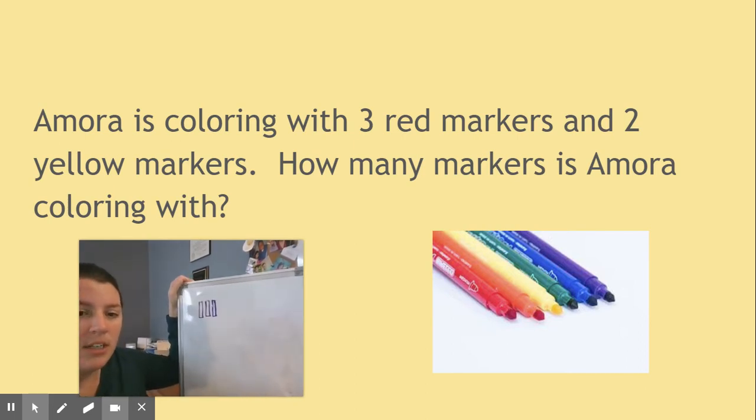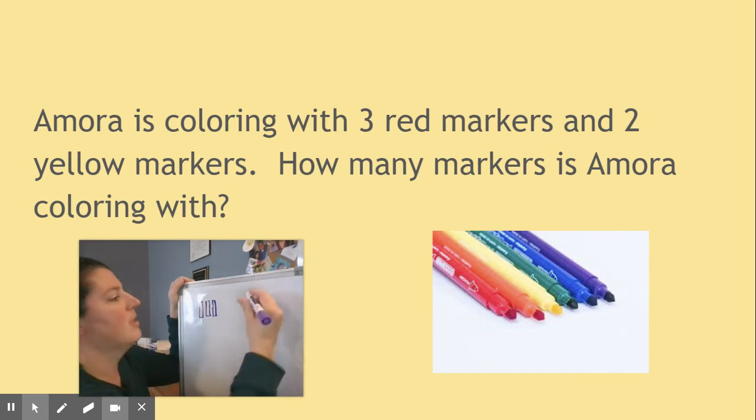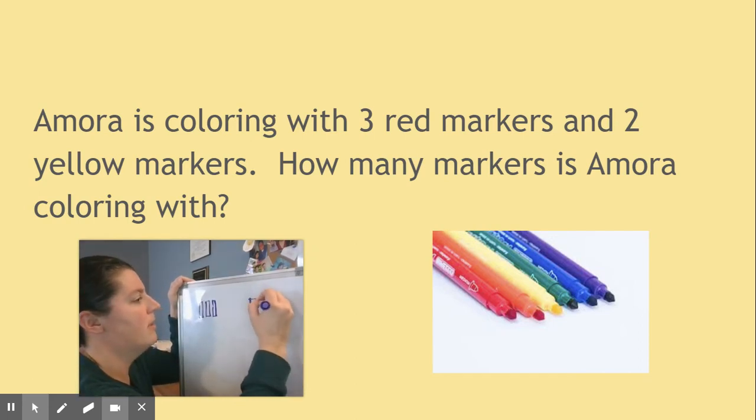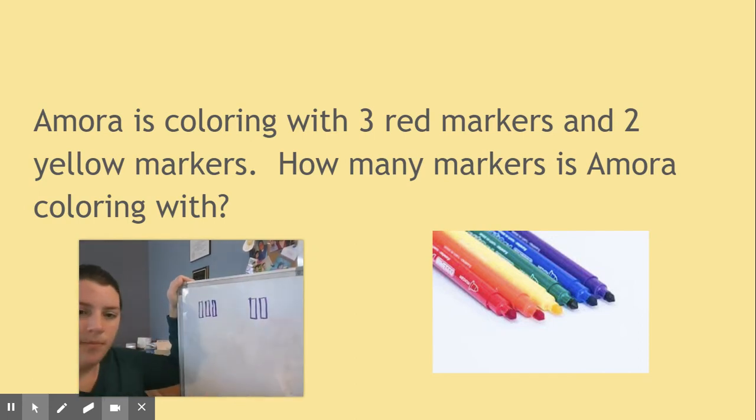Now, it also said she has 2 yellow markers. So let me draw those. 1, 2. How many markers is Amora coloring with? So just like when we were representing it with our cubes, I can represent it with my drawing and count how many she has. 1, 2, 3, 4, 5.